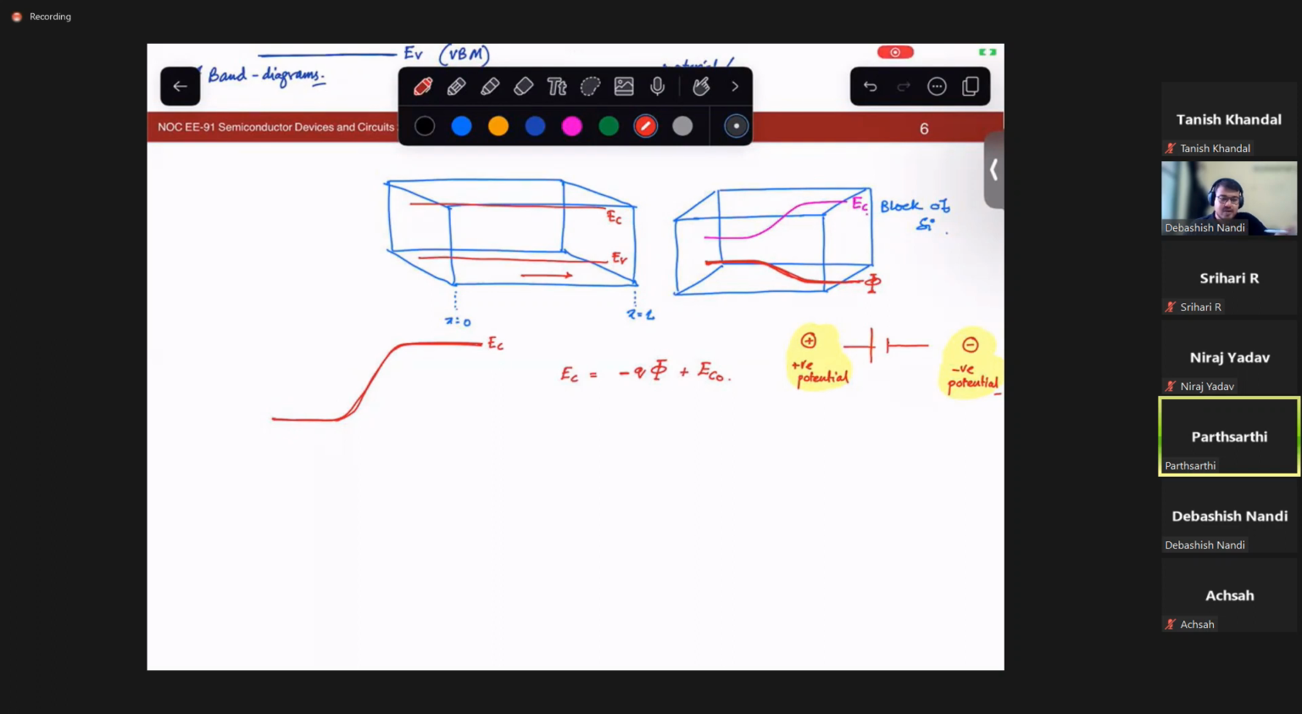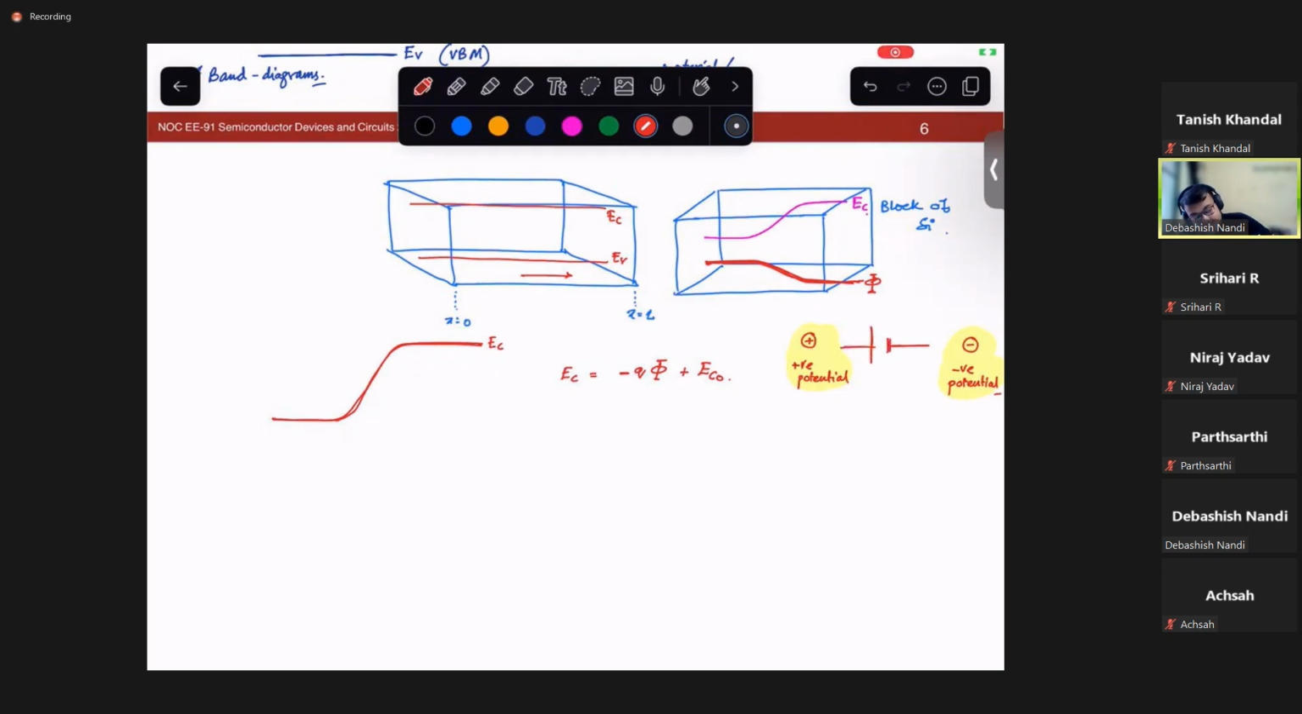Your battery's positive terminal is at higher potential, obviously, right? So you can have this kind of profile in any material where at one end you have higher potential and another end you have lower potential. This is the conventional circuit potential we are talking about.